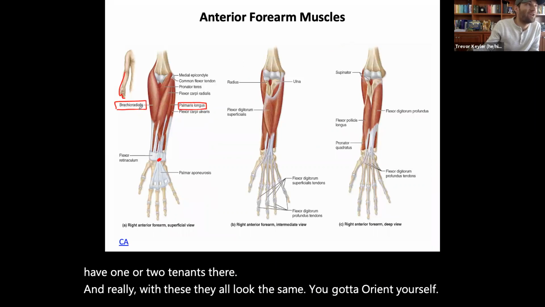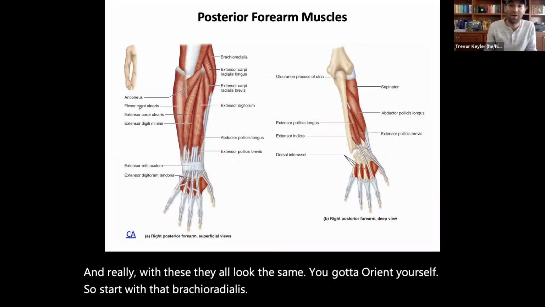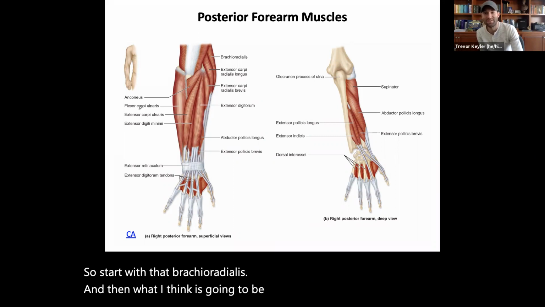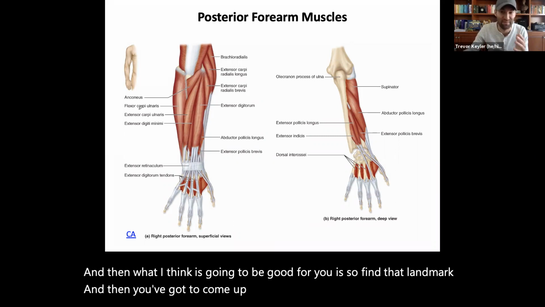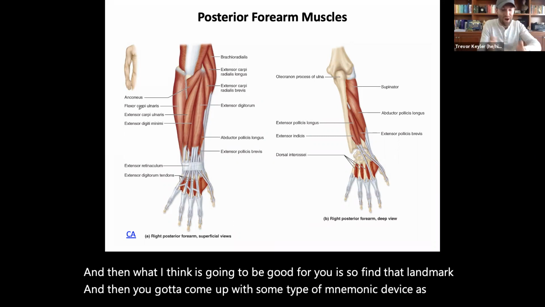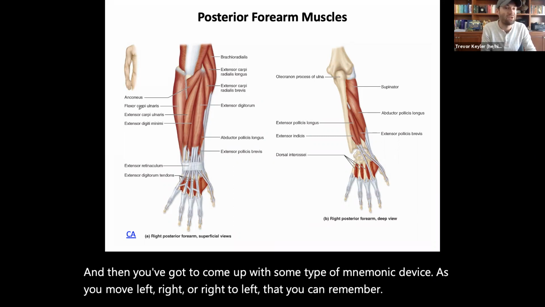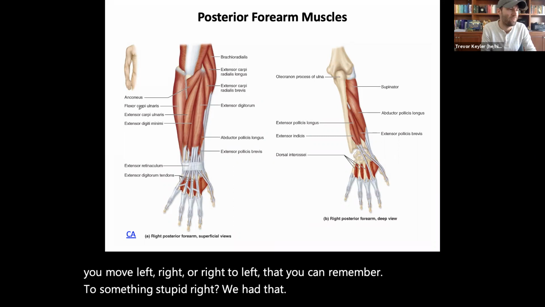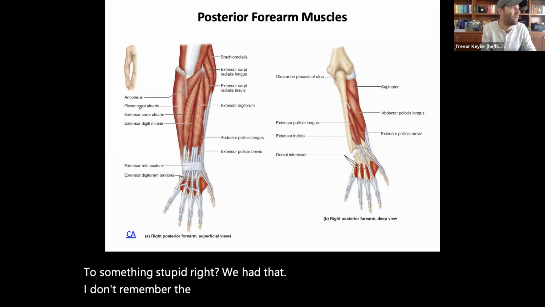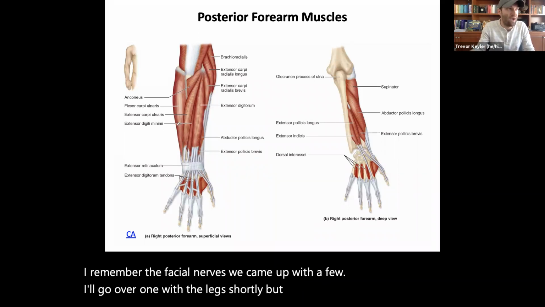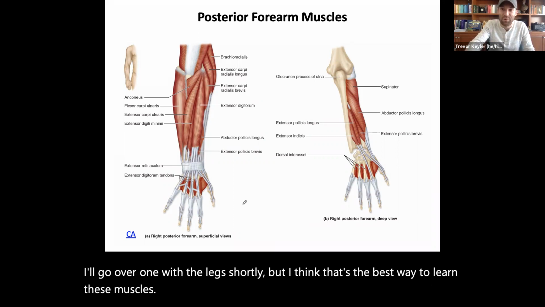So start with that brachioradialis. And then what I think is going to be good for you is, find that landmark, and then you got to come up with some type of mnemonic device as you move left to right, or right to left, that you can remember. Just something stupid, right? We had that with the facial nerves, and we came up with a few. I'll go over one with the legs shortly, but I think that's the best way to learn these muscles. Just takes some memorization in this part.